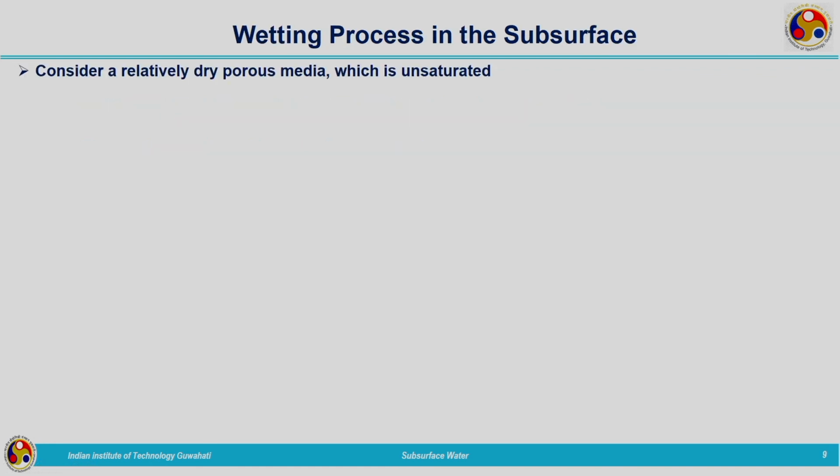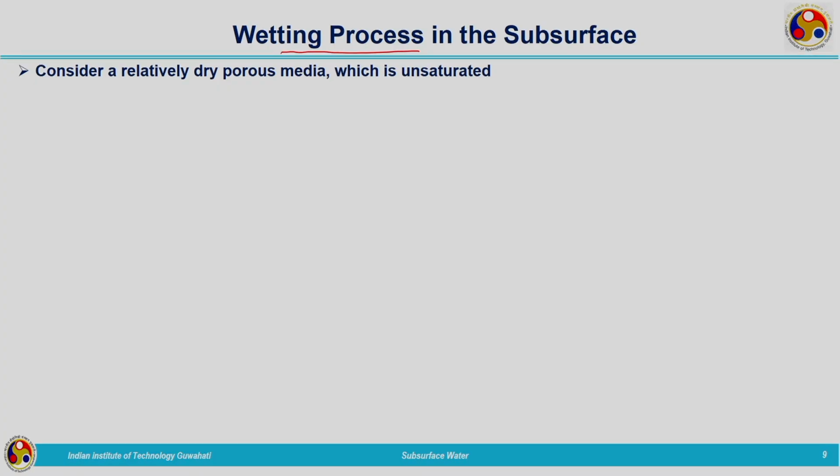Now we need to understand the wetting process in the subsurface, because whenever infiltration is taking place, initially the soil was dry and water is getting infiltrated into the soil and gradually the wetting of the soil is taking place. How this process is taking place, let us see with the help of a soil sample. Consider relatively dry porous media. So, this will be unsaturated.